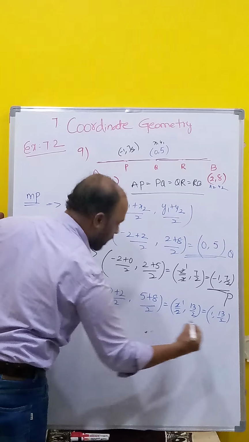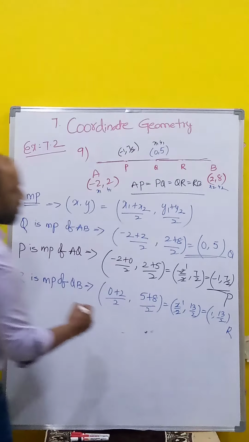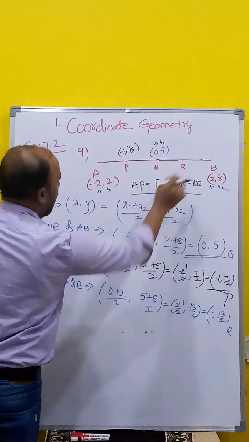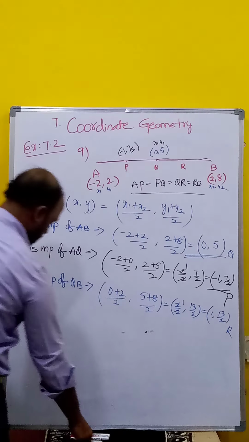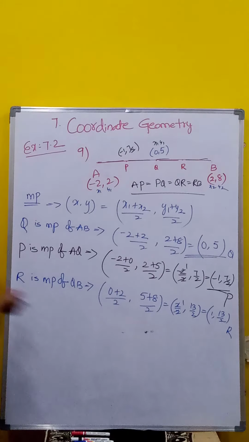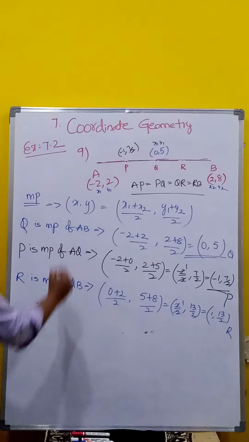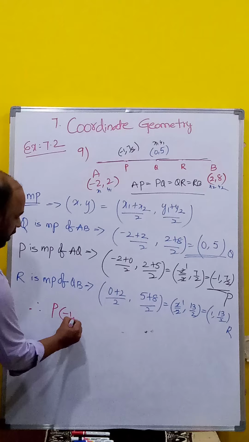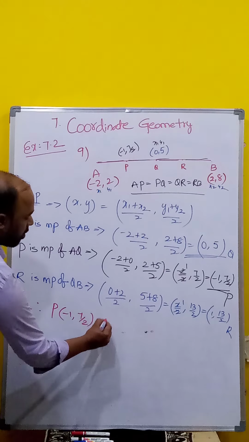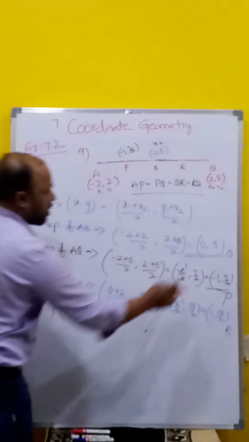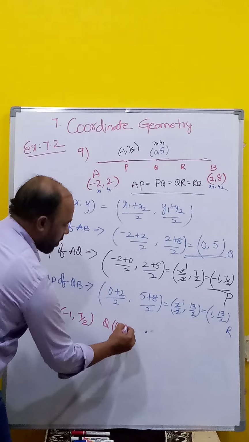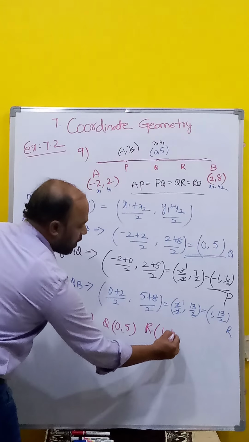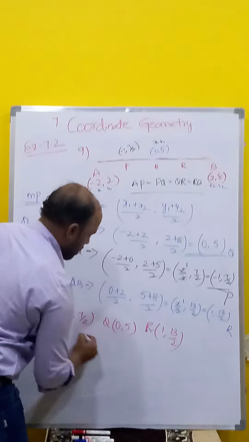These are the coordinates. Then I think it's completed. P completed, Q completed and R completed. Therefore, the coordinates of P are minus 1 comma 7 by 2, and the Q value is 0 comma 5. Then again the R value is 1 comma 13 by 2. That is the answer.